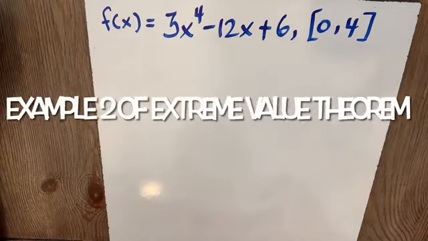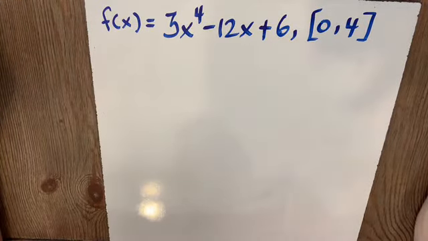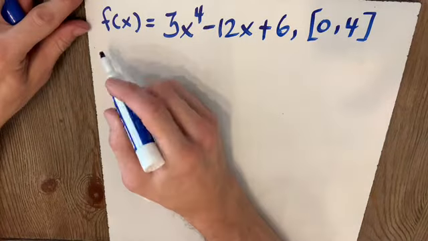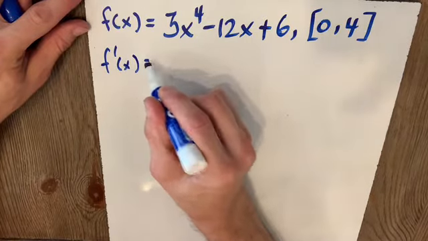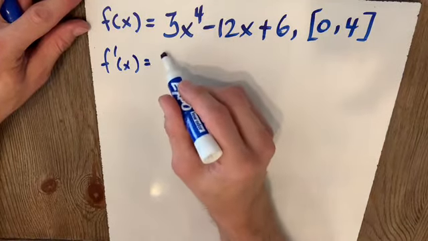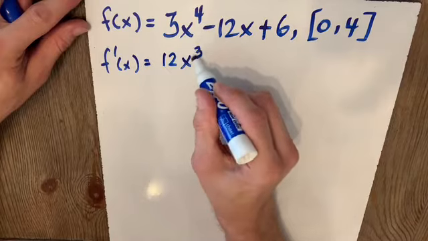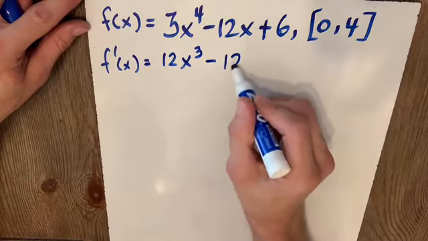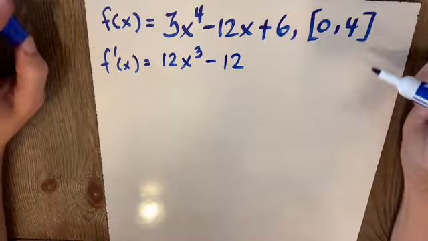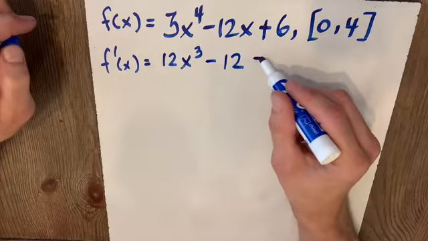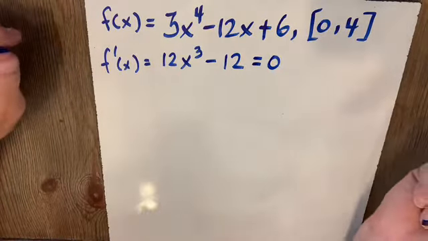If we're asked to find the extrema for this graph, of course, our steps are the same. The first thing we want to do is find the derivative. Power rule, multiply and subtract. Multiply and subtract. Remember, the derivative of a constant, that's 6x to the 0. When we multiply and subtract, that goes to 0.